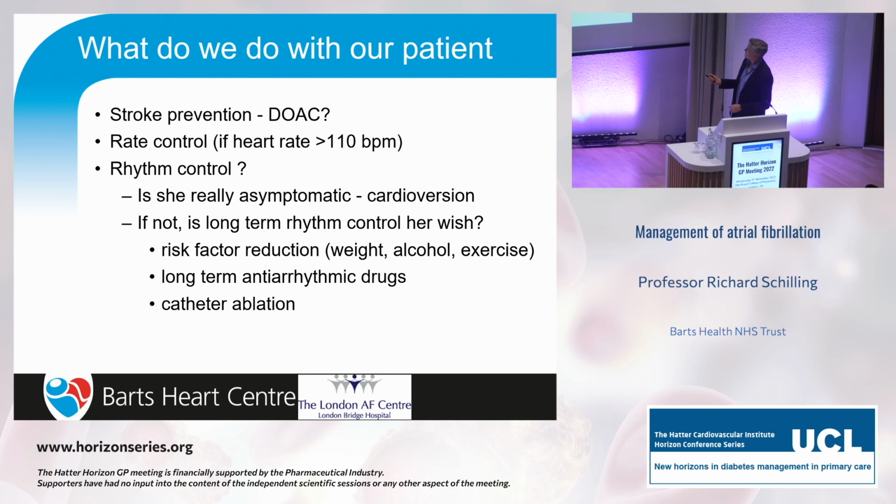So if she's not asymptomatic, then it's really important that she understands that there's no point in doing rhythm control if she doesn't address some of the other factors, most importantly, weight. Long-term antiarrhythmic drugs or catheter ablation are then her choice.